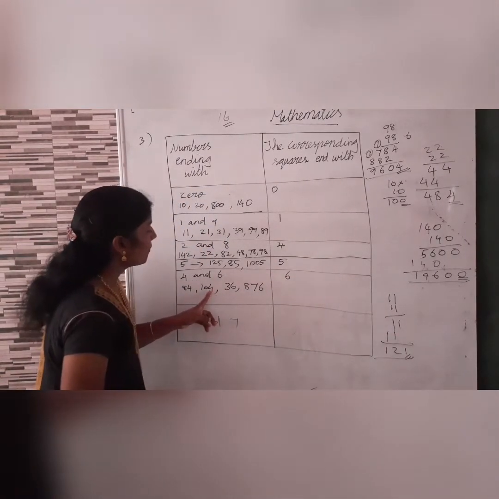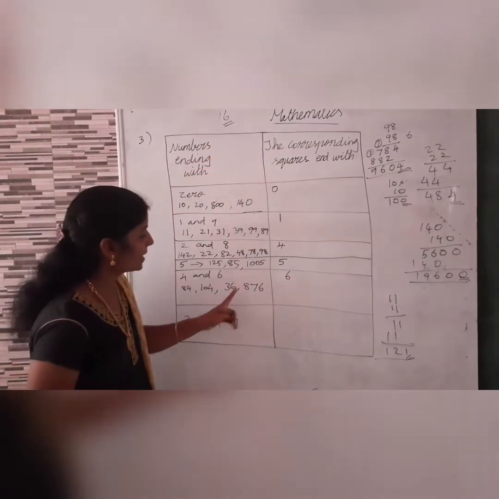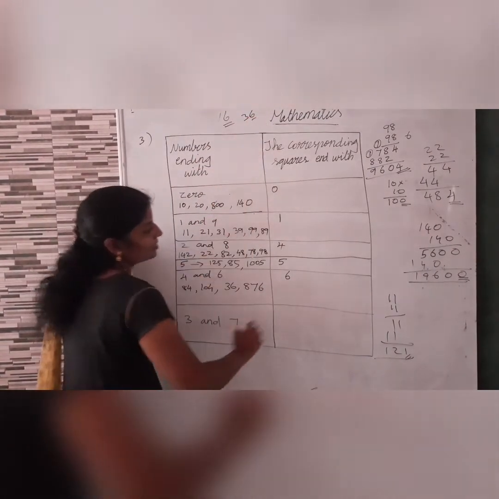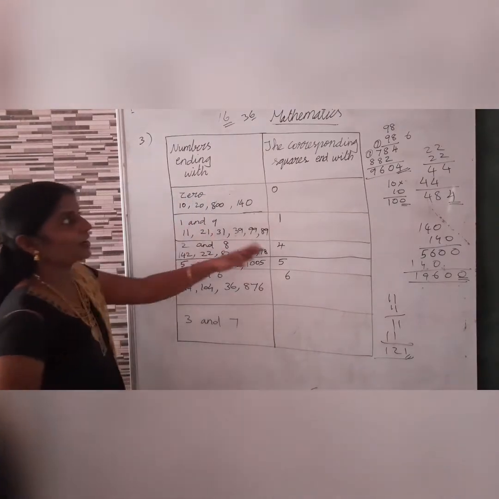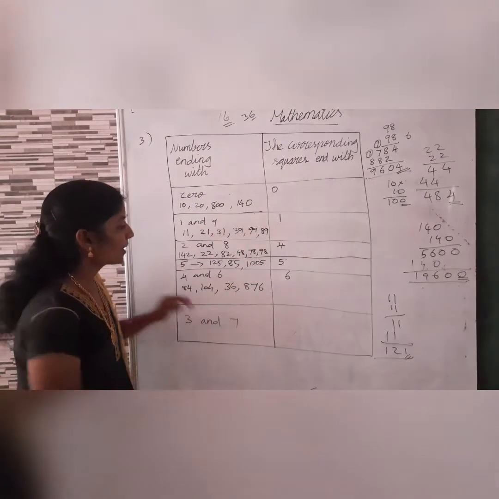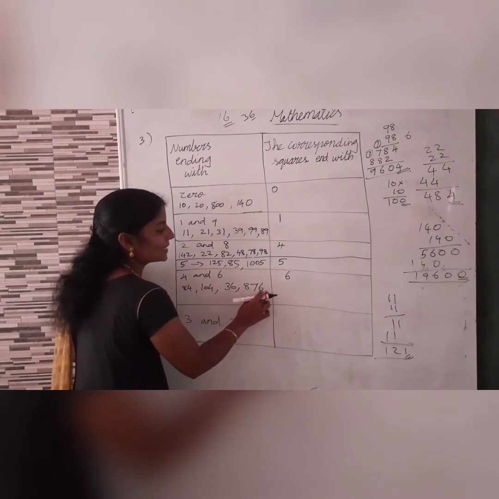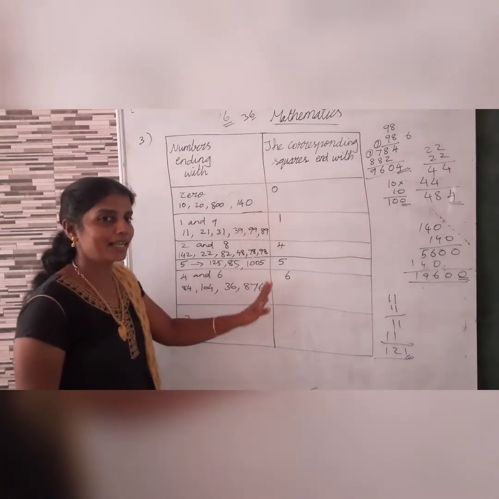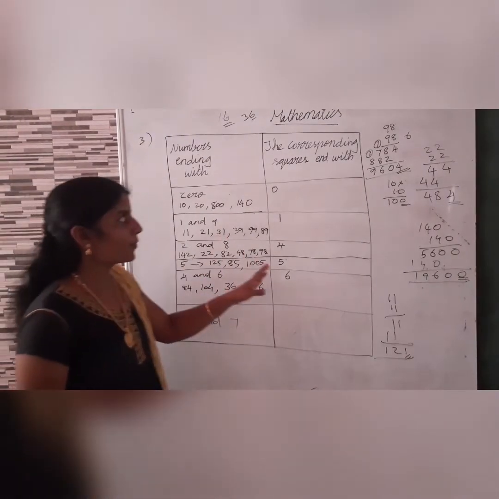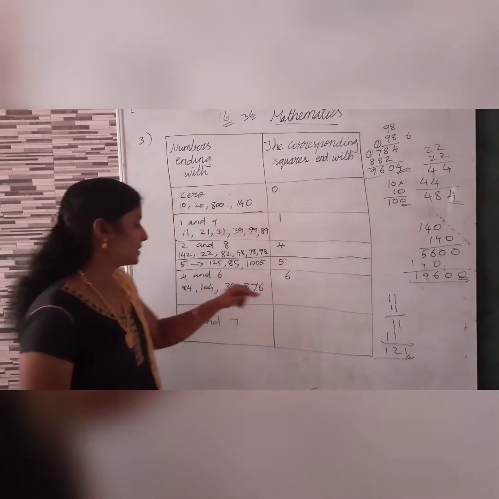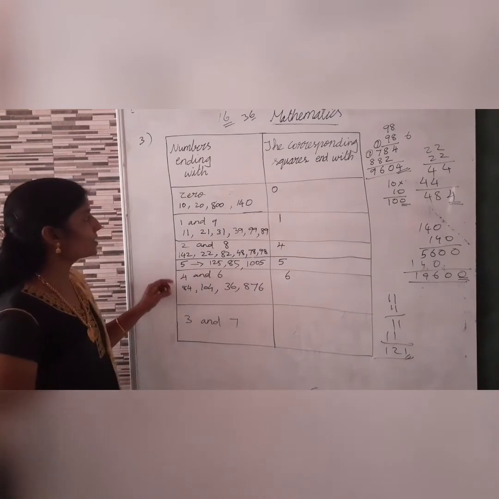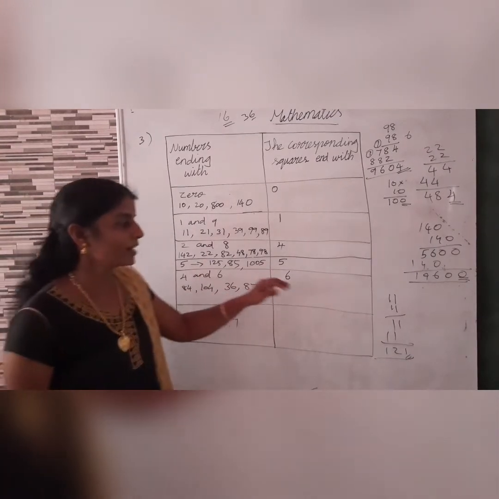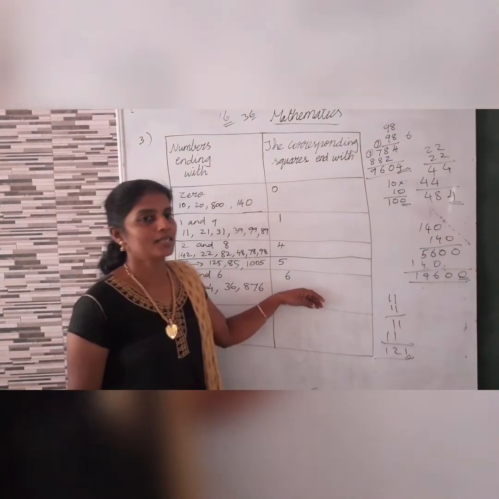Now 6 sixes are 36. Which is the ones digit? 6. So the corresponding squares end with 6. Now 876. 6 sixes are 36, the ones place is 6. So the corresponding squares end with 6. If you take any numbers ending with 4 and 6, the corresponding squares also end with 6.